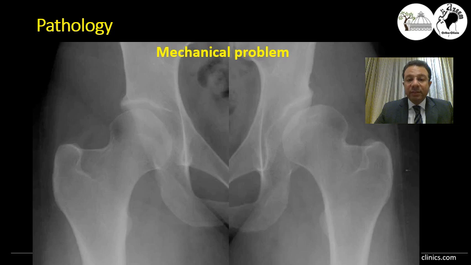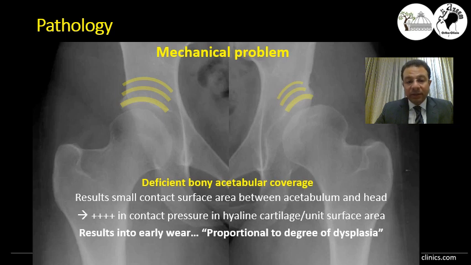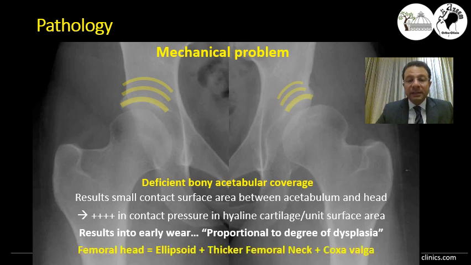The pathology of acetabular dysplasia is purely a mechanical problem, in which there is deficient bony acetabular coverage of the femoral head, resulting in a small contact area between them. This will result in increased contact pressure in the hyaline cartilage per unit surface area, and this will result in early wear proportional to the degree of dysplasia. The femoral head itself is not normal. It's usually ellipsoid with a thicker neck and an abnormal neck-shaft angle.